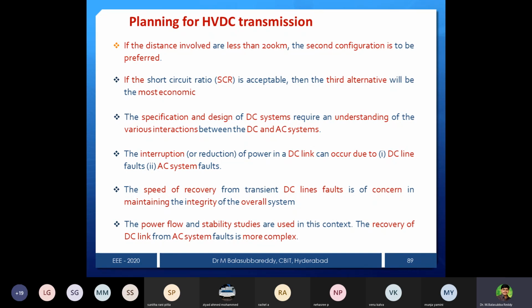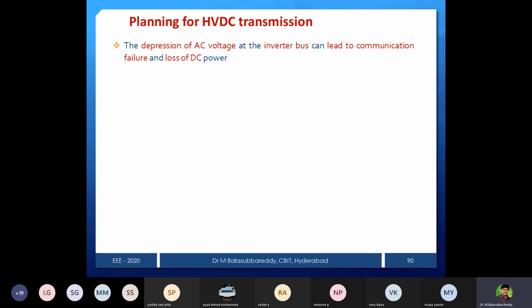The recovery of the DC link from an AC system fault is more complex. If an AC side fault has occurred, that recovery is a complication in terms of the AC link, because the AC link may be a bidirectional AC link or monopolar, bipolar or homopolar, whatever the link. We can see here, if an AC fault has occurred, then that recovery in the DC link is complicated.